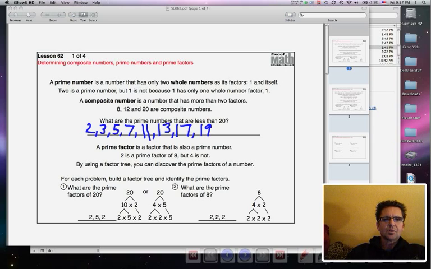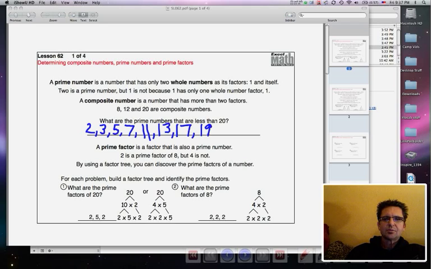Prime factors are all the prime numbers that can go into a given number. And the way we do that is we make this thing called a factor tree. And you can see some factor trees that are done down here. I'm going to show you how these are actually made instead of just looking at the examples. Let me just demonstrate this for you.